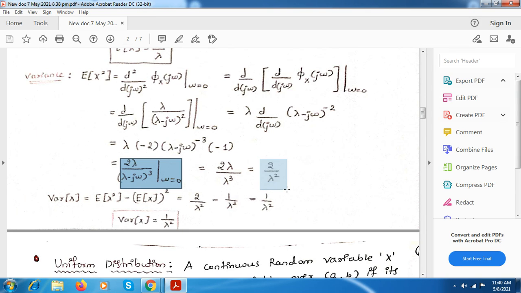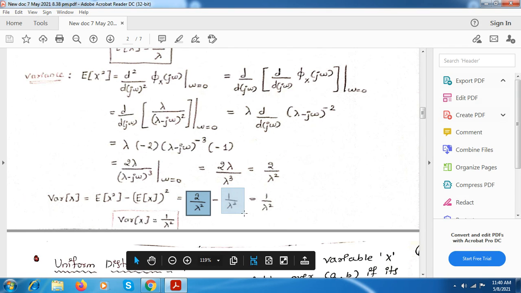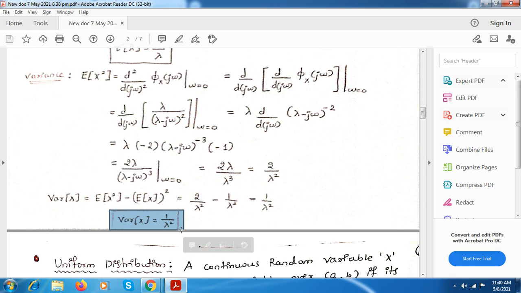So you get 2 divided by lambda square. If you substitute it here, that is 2 divided by lambda square minus 1 divided by lambda square. You get variance as 1 by lambda square. Standard deviation will be just the square root of this. So the square root of 1 divided by lambda square is 1 divided by lambda only. So the standard deviation for exponential is 1 divided by lambda.